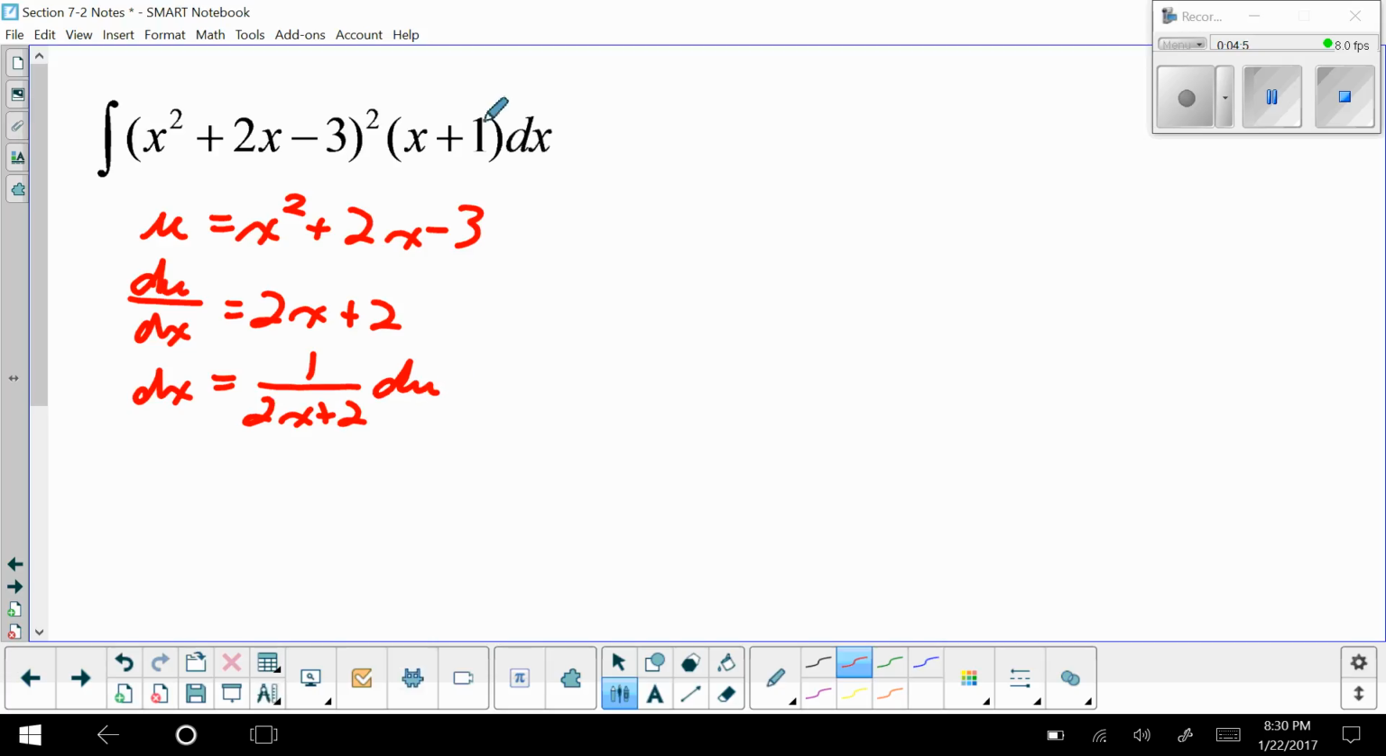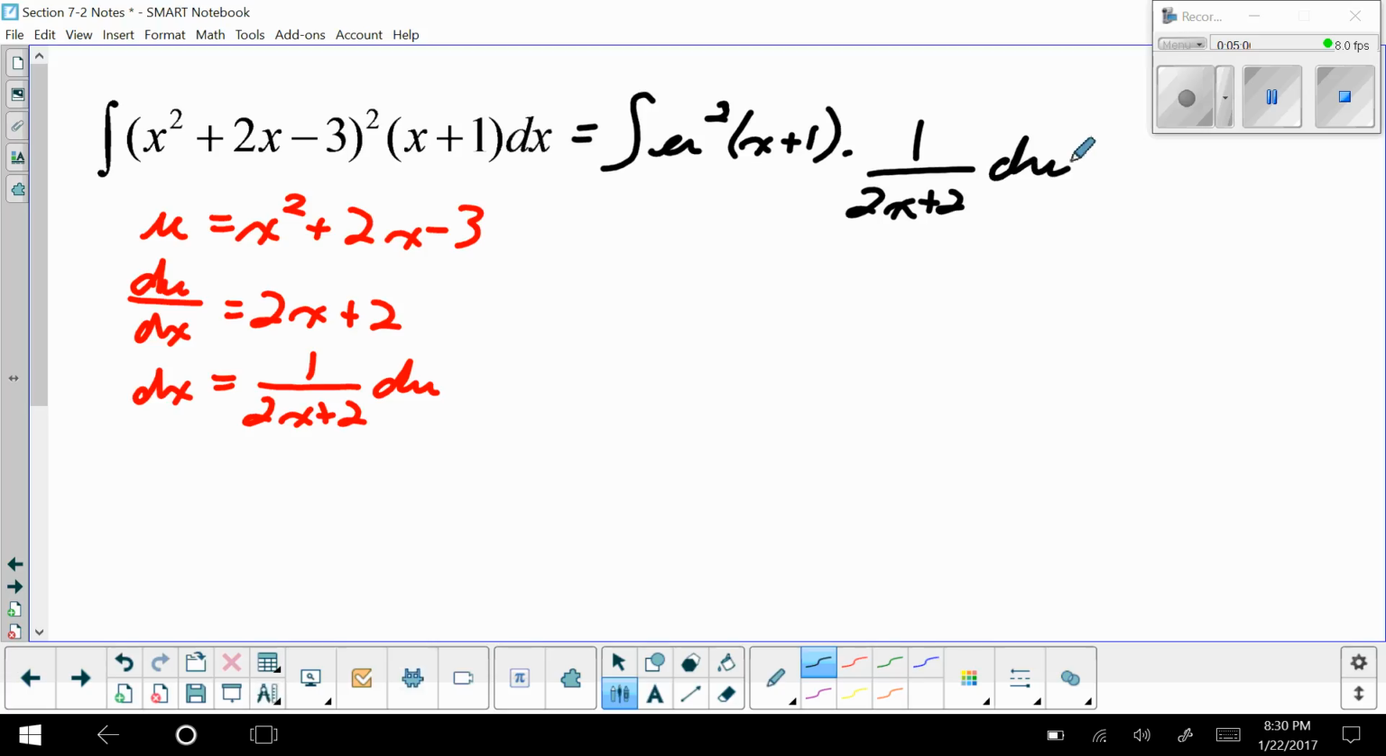Now I'm going to plug all of these into my integral. So I'll have the integral of u squared times x plus 1. Then replacing my dx, times 1 over 2x plus 2 du.